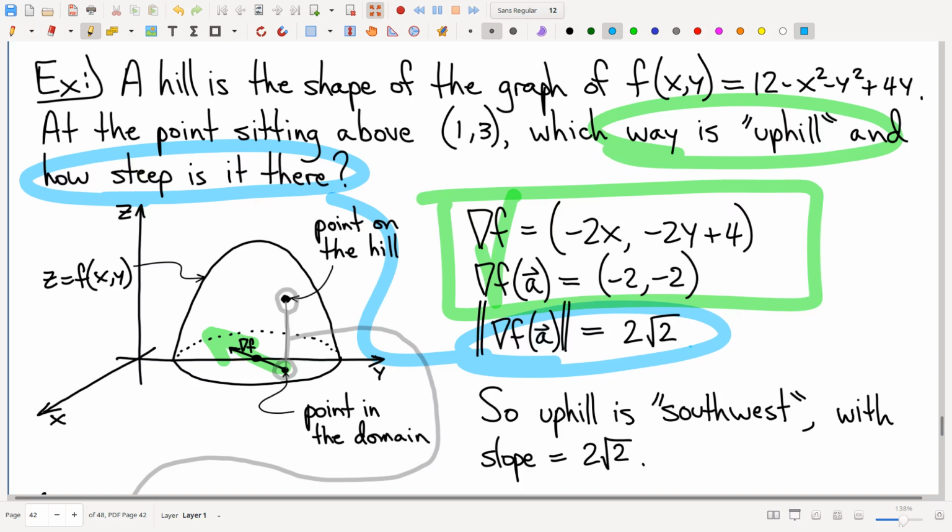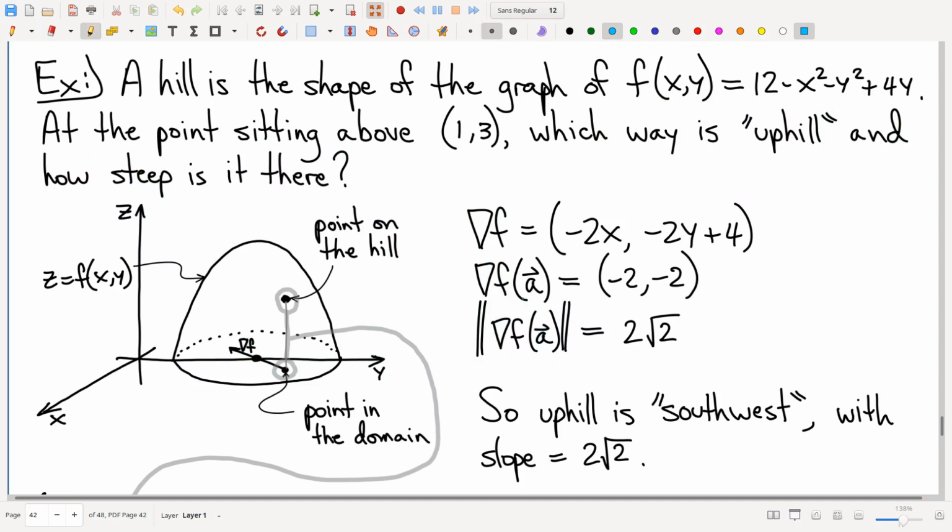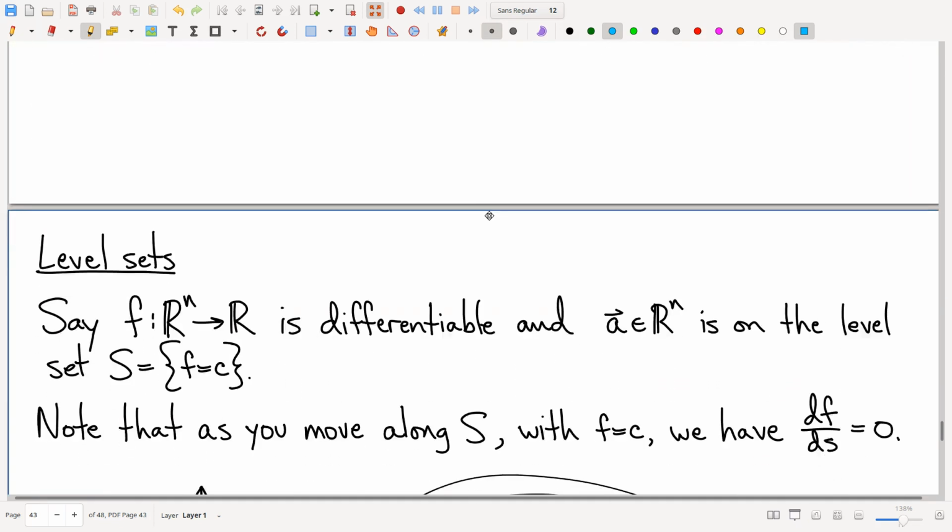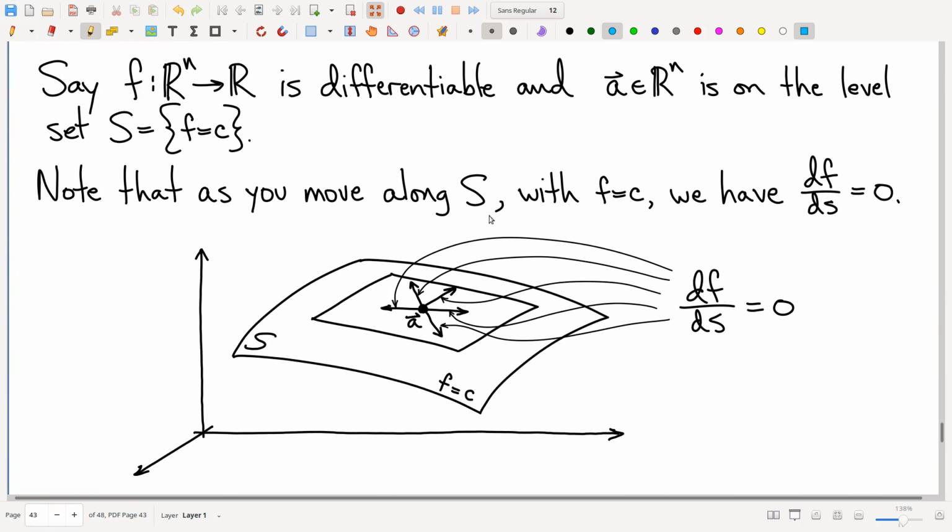Everybody all right? Cool. All righty, moving along. Yeah, so level, see, how am I doing on time?